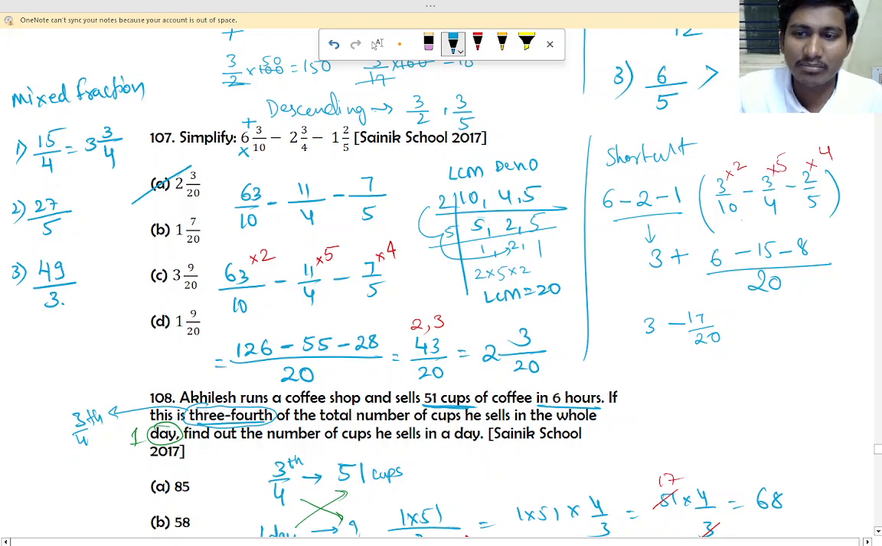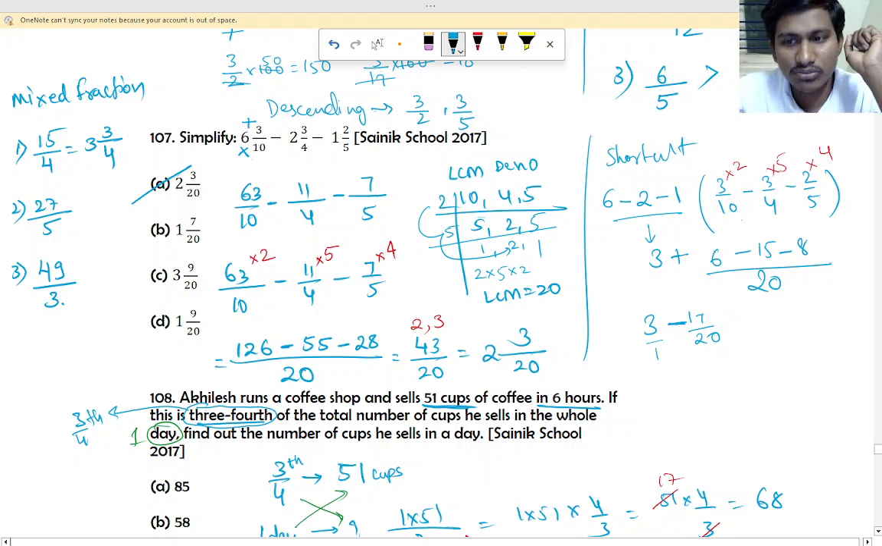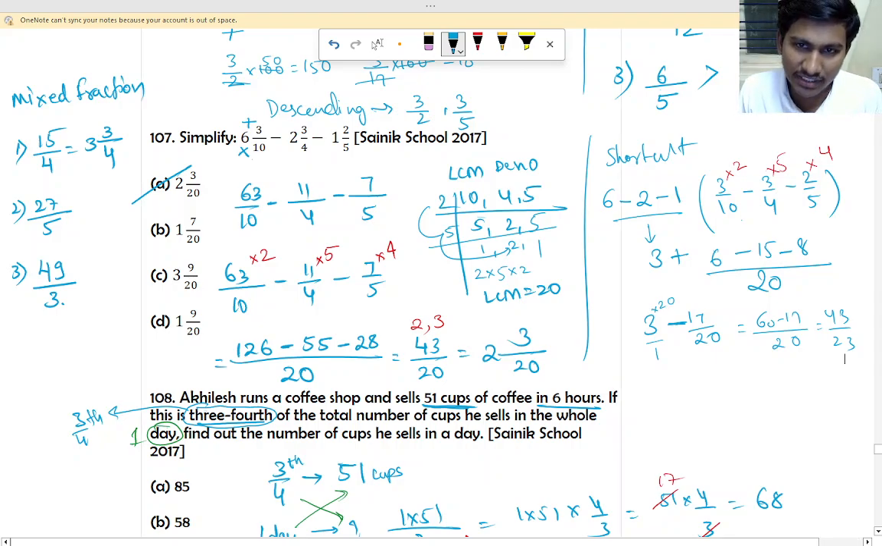So minus 17 by 20. Here we have to directly subtract it, like a mixed fraction. 3 is here, and nothing is in the denominator, so we multiply with 20. 20 times 3 is 60. 60 minus 17 by 20, so you will get 43 by 20. Same answer. Or you can take it as 1 and then do it. Anything is fine. Or we find the LCM first, make the denominator the same as 20 and then subtract it. Okay, now understood?